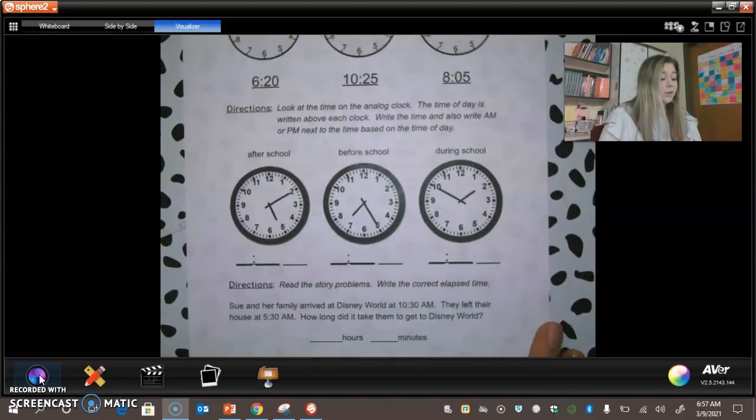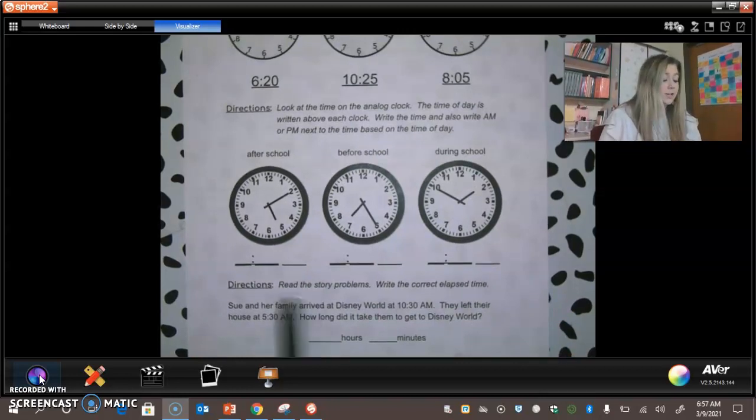All right, next we're going to move into our story problems. So it says, read the story problems. Write the correct elapsed time. Remember that elapsed time is time that has passed. Sue and her family arrived at Disney at 10:30 a.m. They left their house at 5:30 a.m. How long did it take them to get to Disney World?